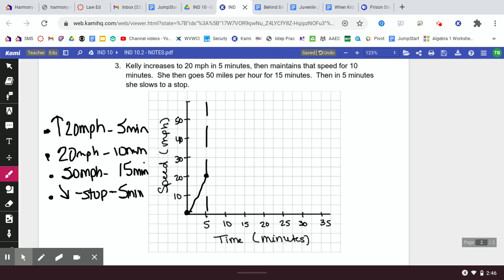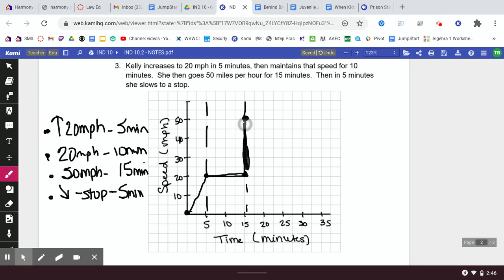Then it says she maintains that speed. Well, that speed is 20 miles an hour for 10 minutes. So I'm going to give myself 10 more minutes out, which takes me out to the 15-minute mark. And she maintains 20 miles an hour. So that's a straight line on the 20. Then it says she just goes 50. Doesn't give me a gradual time of increase. So we're just going to bump right up to 50. Hard line, straight up. Okay.